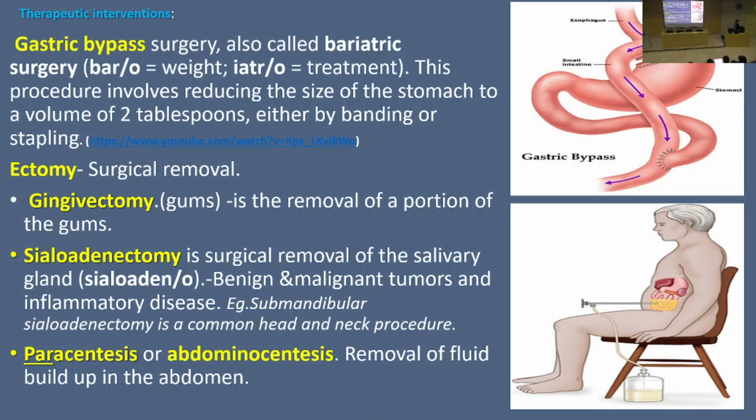Gingivectomy, this is the removal of a portion of the gums, and sialadenectomy is obviously the removal of the salivary glands. And paracentesis, this came from your module. I know it looks a bit weird. Paracentesis or abdominocentesis. Do you remember what centesis means? I think we had that, the removal of the fluid. Okay, good stuff, removal of the fluid.